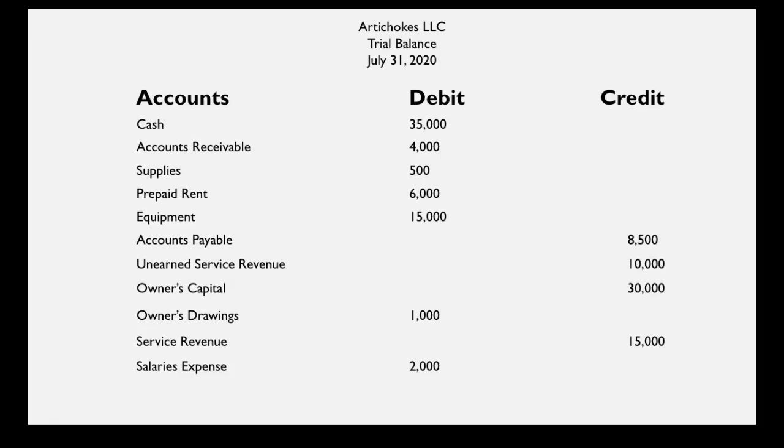After you've listed out all of your accounts and all of their balances as either a debit or a credit, you then need to total up your two columns. Because what we want to make sure of here is that our debits equal our credits. If you add up your debit column, it'll equal $63,500, and if you add up your credit column, it'll equal $63,500. If they do not equal, that means that you've done something wrong earlier on. So that's a check for yourself as you're going through this process.